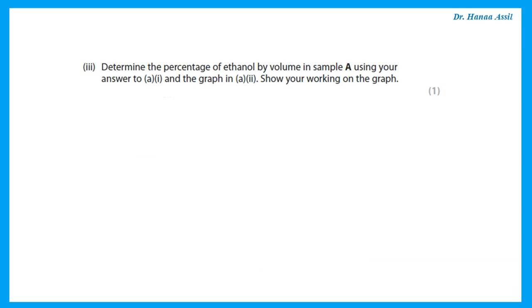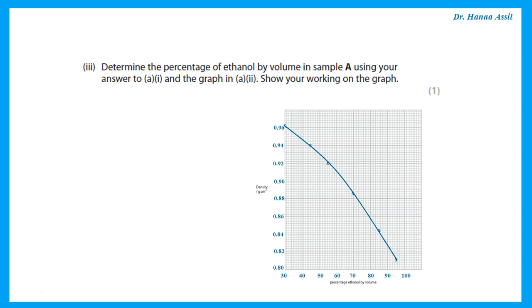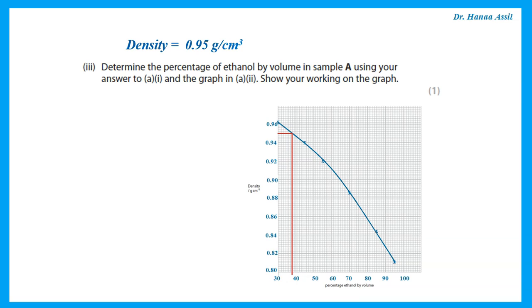Then we're told determine the percentage of ethanol by volume in sample A. We already calculated that sample A has a density of 0.95. Now, if I want to use this graph to get the percentage ethanol, then I look for a density that is 0.95, go to the curve, go down, and that comes out to be about 38.